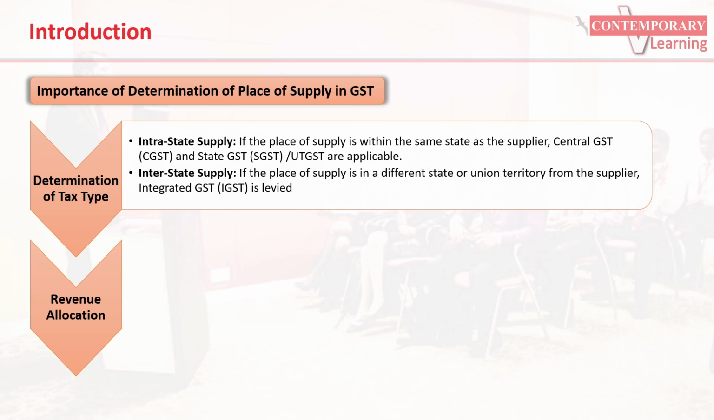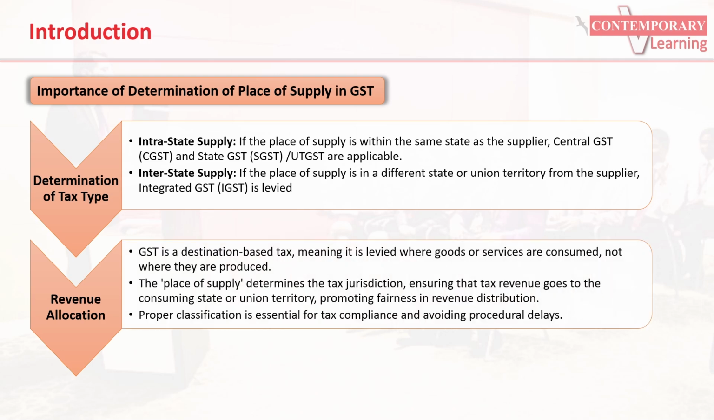Second, GST follows a destination-based taxation principle. This means tax is levied where goods or services are consumed, not where they are produced. The place of supply determines which state gets the tax revenue, ensuring fair distribution based on consumption patterns.